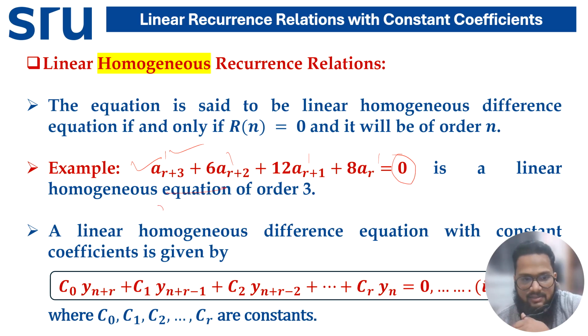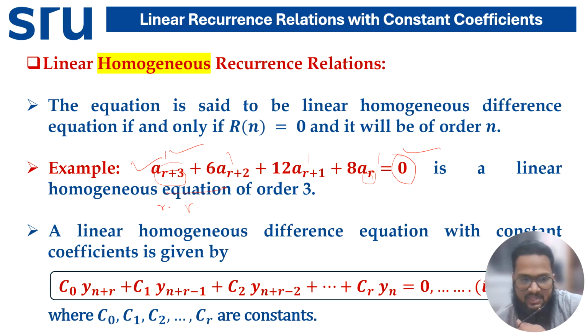You can say it is a recurrence relation (RR) of order 3. Why order 3? Because n plus 3 is the highest subscript and n is the lowest subscript, the difference is 3, so it is third order. Degree is 1 because the highest power is 1 here, that's why it is called linear. Right hand side is 0, that's why it is called homogeneous. So whenever you see a recurrence relation where the degree, meaning the highest power of the variables, is 1 and the right hand side is 0, that is called a linear homogeneous recurrence relation.